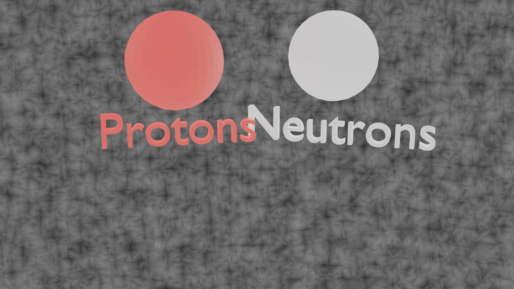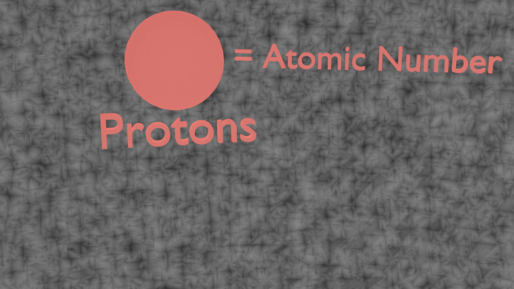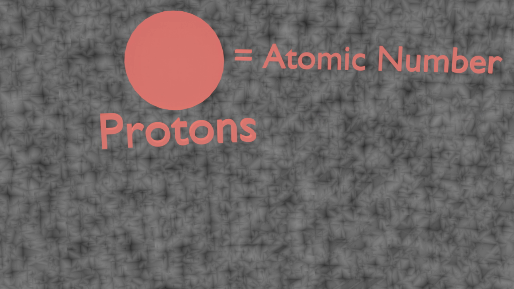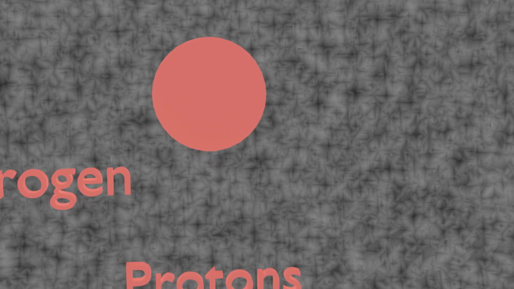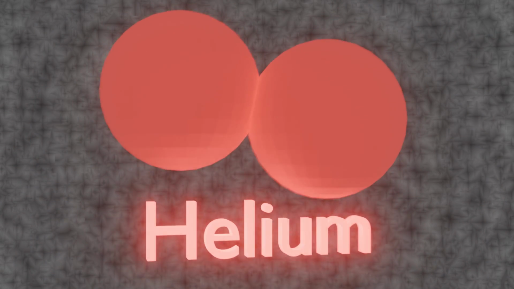In the nucleus of the atom we have protons and neutrons. So first things first, protons. The number of protons dictates the atomic number. So the number of protons, that's what the atomic number represents. This atomic number tells us which atom we're talking about. So 1 proton is hydrogen, 2 protons it's helium, 8 protons it's oxygen.